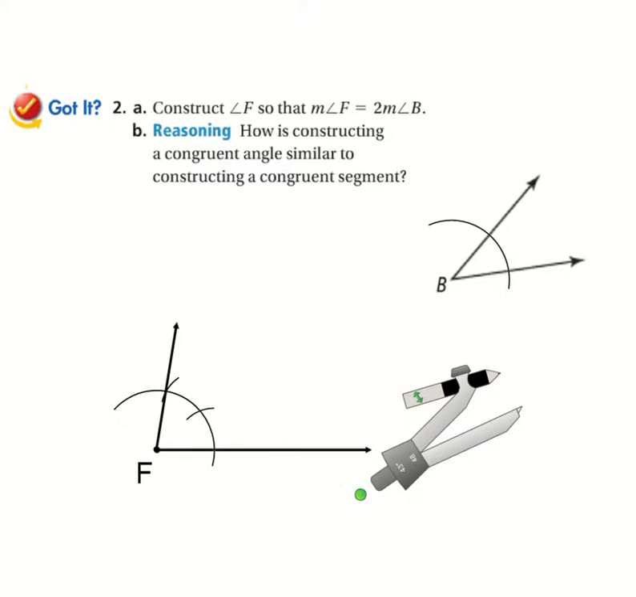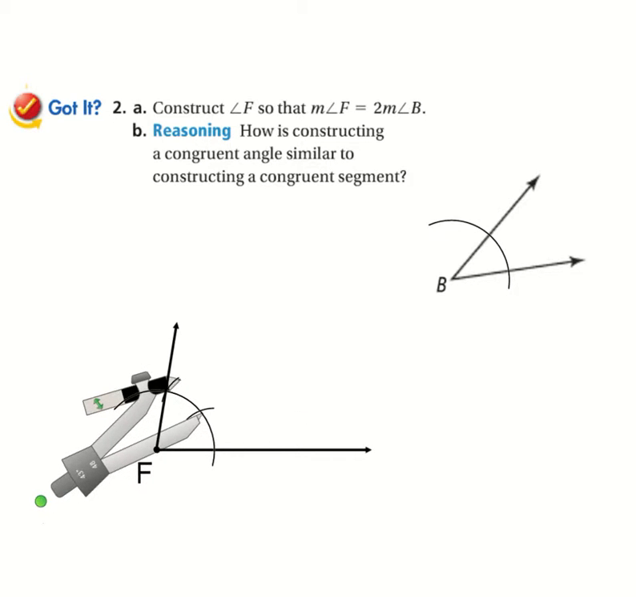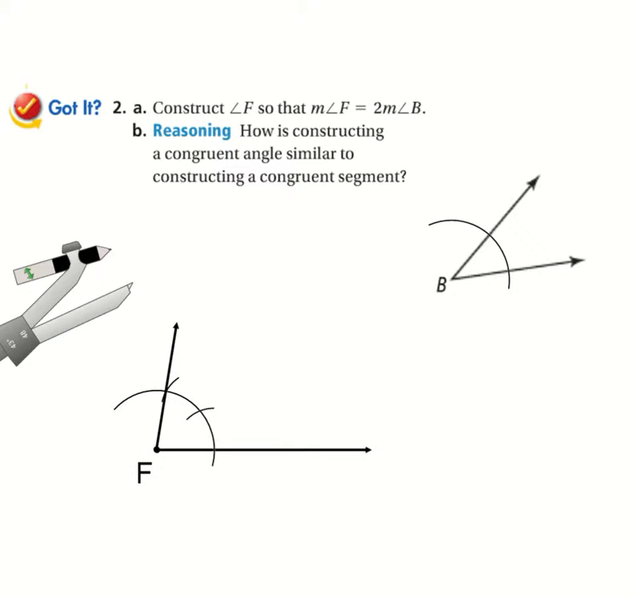And so here is my finished product. You can see I did the same process to make it. If I had connected from F to this little arc right here, I would have had an angle that was the same size as angle B, but then I just lined up my protractor here again, just like this, and then I drew that second arc, so I have double of the original angle, and now my angle F is twice the size of angle B.